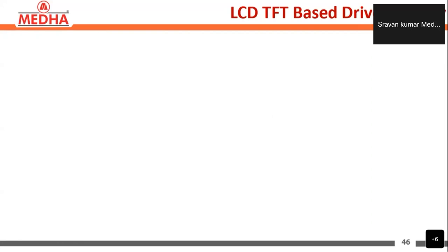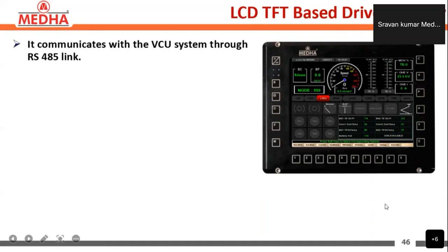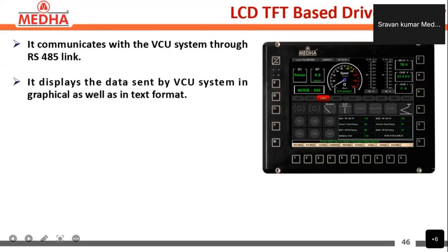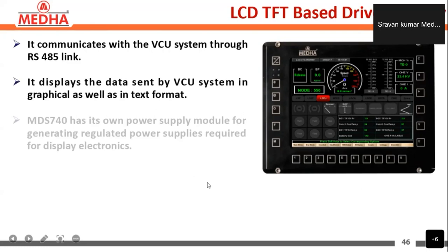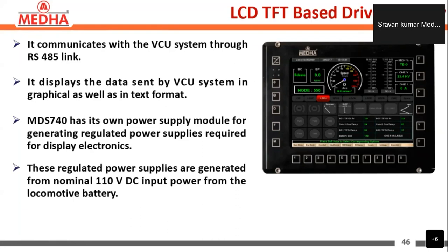So next, coming to the LCD TFT based driver display. This is the physical appearance of the driver display. It communicates with the vehicle control unit system through an RS-485 link, and it displays the data sent by the VCU system in graphical as well as text format. The type of this display is MDS5740, and it has its own power supply module for generating the regulated power supplies required for the display electronics. These regulated power supplies are generated from the nominal 110 volts, taken from the locomotive battery.